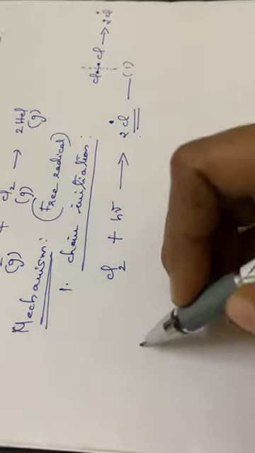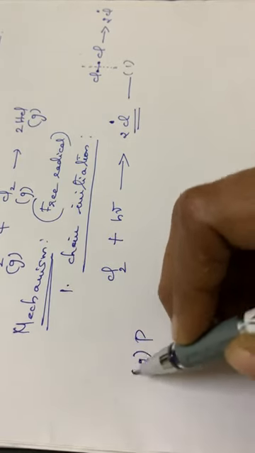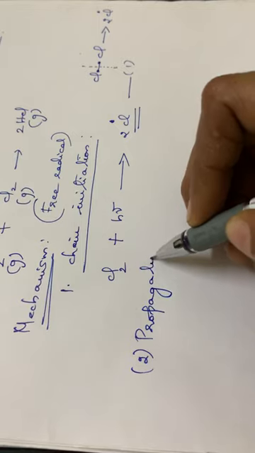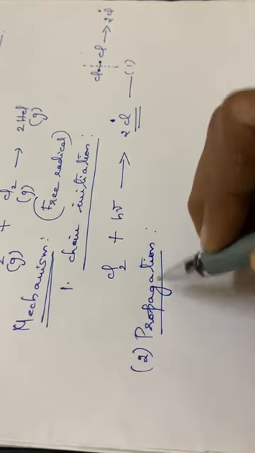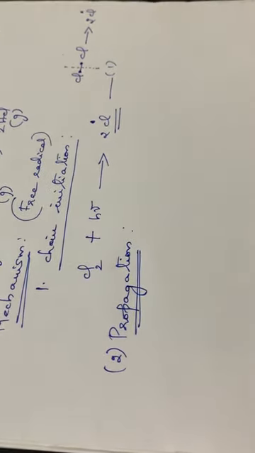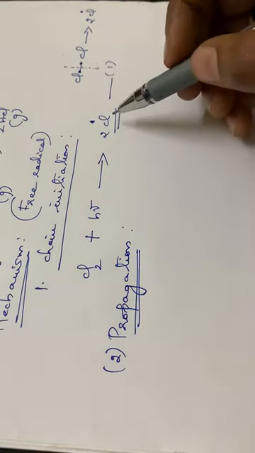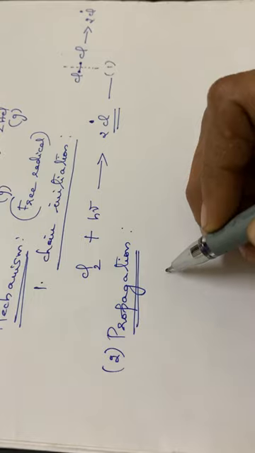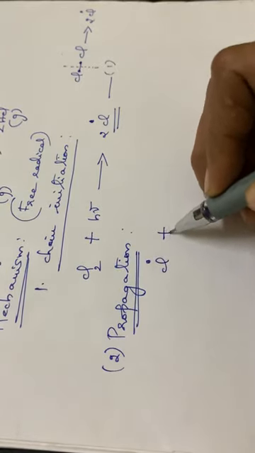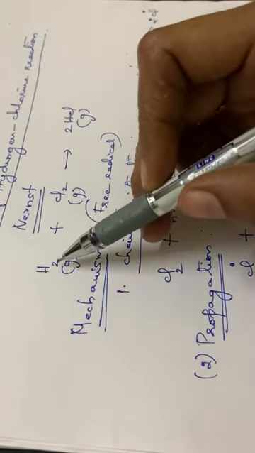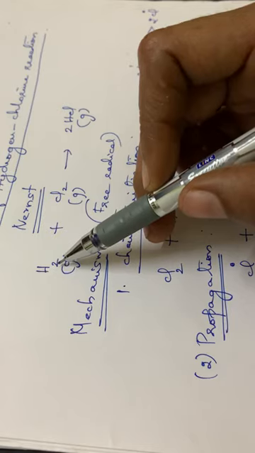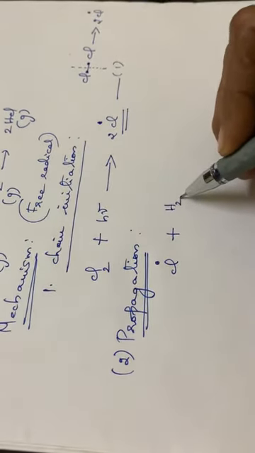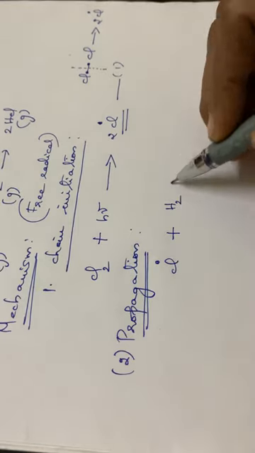And in the second step, we have propagation. The second step is the chain propagation, where free radical formation goes on continuously. In the first step, we had got 2 chlorine free radicals. One of these chlorine free radicals will be combining with a hydrogen molecule, one of the reactants.